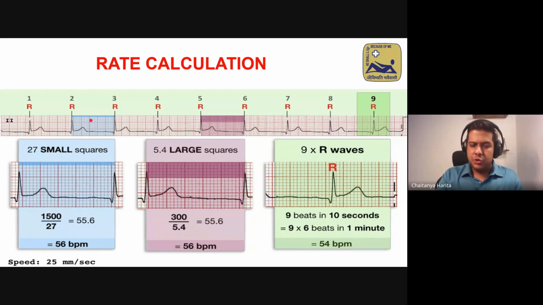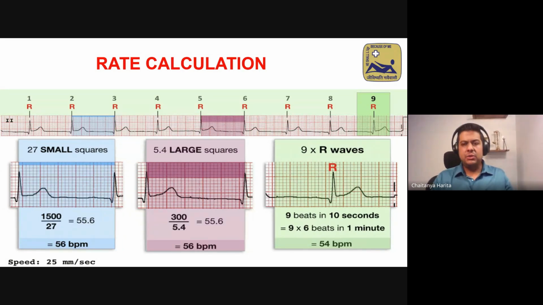Ideally, you should never calculate the heart rate in any lead except lead 2. If you remember in the beginning of this class, I said that the most physiological lead is 2 because it's in the direction of the cardiac vector, and it accurately represents the sinus innervation of the heart.